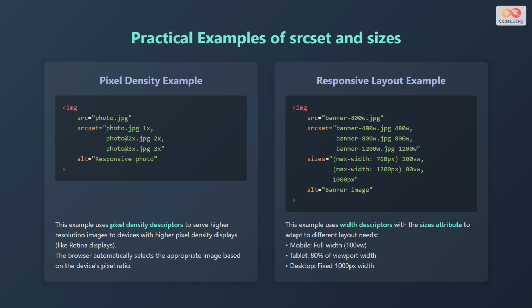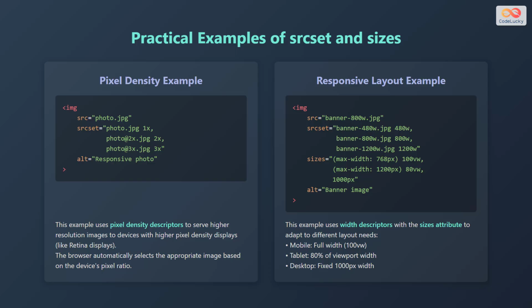Let's look at some practical examples using srcset and sizes. First, consider a pixel density example where we use srcset to serve higher resolution images to devices with higher pixel density displays, such as Retina displays. The browser automatically selects the appropriate image based on the device's pixel ratio.